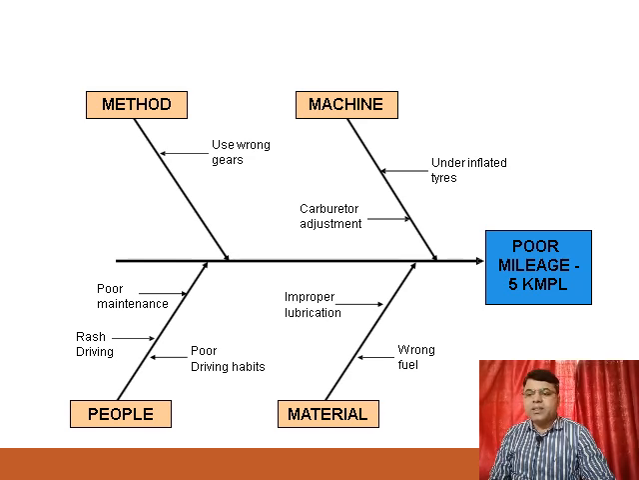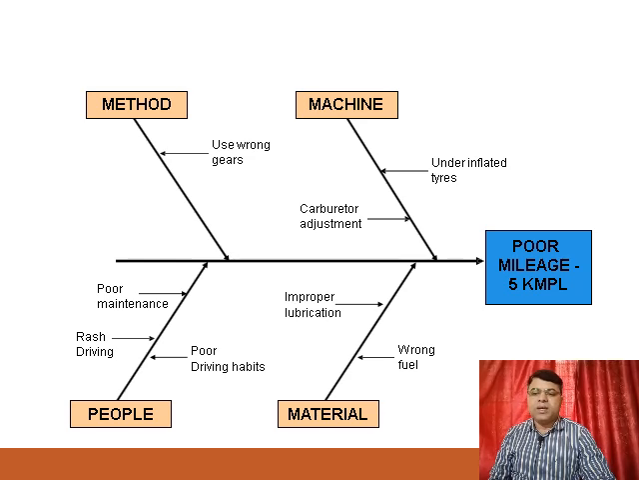So we have taken this example of poor mileage of 5 km per liter. So if our vehicle is giving only 5 km per liter mileage, then what kind of root causes are involved in the process? So first we can check the machine. Machine has some probable root causes like underinflated tires, carburetor adjustment. In method, use of wrong gears. Then people, means man, there are rash driving, poor maintenance, and in material, improper lubrication, wrong fuel.